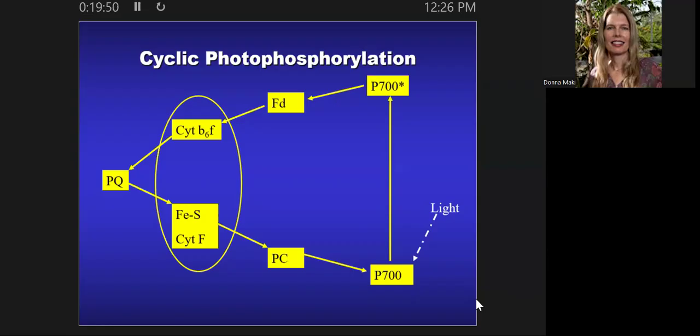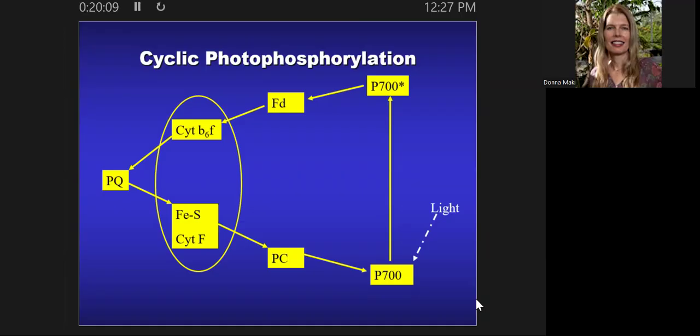And again, it's not all the time, and it happens in some plants more than others. And it's an interesting process. So it's cyclic. What they mean is the electron flow, instead of going linear from water all the way to NADP plus, that doesn't happen.